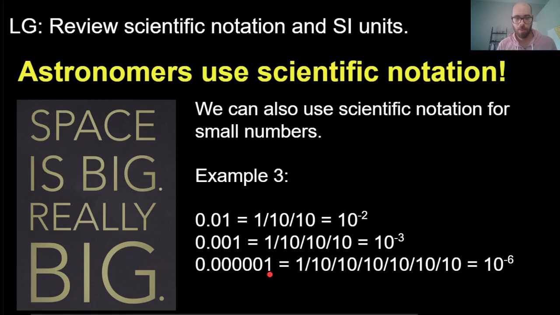So let's count how many digits we would need to move the decimal place over. 1, 2, 3, 4, 5, 6. So we write the leftmost non-zero digit, that's the number 1. And now we have to divide by 10 6 times. 1, 2, 3, 4, 5, 6. So 1 divided by 10 6 times, or 10 to the power of negative 6. Negative exponent means divide by 10. Positive exponent means multiply by 10.